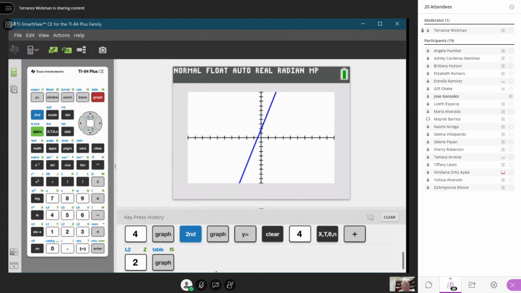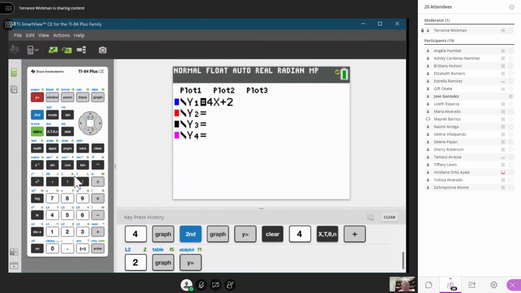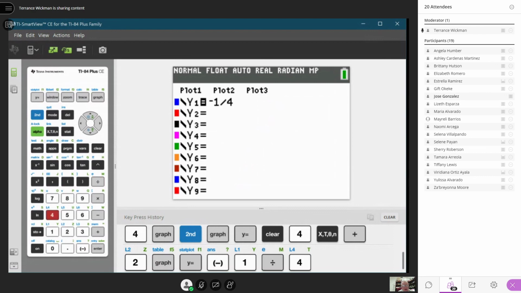So let's go back to our y equals. We're going to put a negative. Now negative is not minus. It's down here. It's in parentheses. Negative 1 divided by 4 because it's reciprocal. Oh, heck. I didn't mean to erase that. Let me put that back in there. We'll leave that in the 4 plus 2.